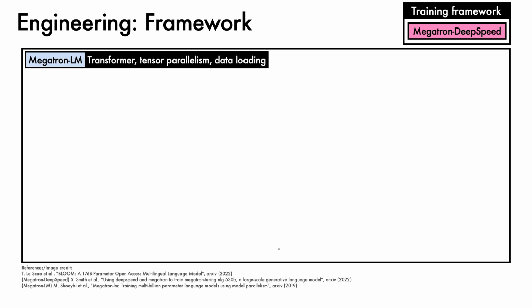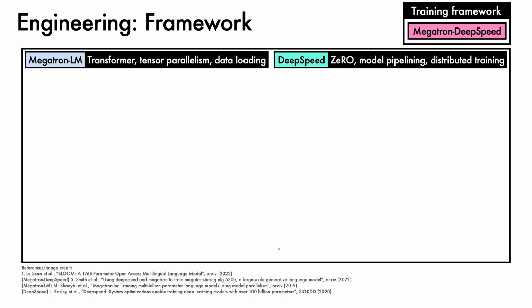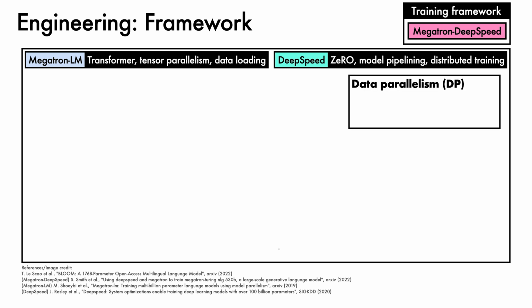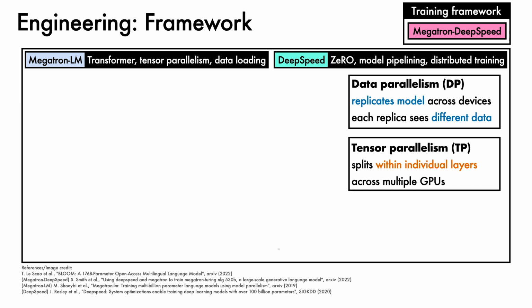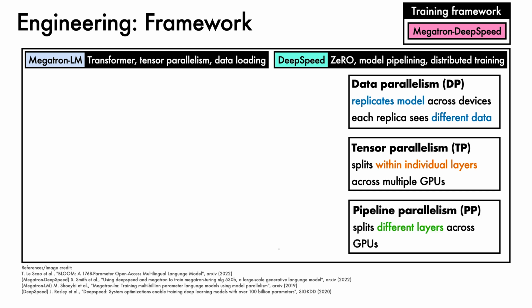The training framework used for BLOOM was Megatron-DeepSpeed, which consists of 2 elements. First, Megatron-LM, which provides a fast transformer implementation, tensor parallelism, and data loading primitives. Second, DeepSpeed, which provides the ZeRO optimizer, model pipelining, and components for distributed training. 3 kinds of parallelism are used. First, we have data parallelism, which replicates the model across devices in such a way that each replica sees different slices of the data. The replicas get synchronized after each training step. Second, we have tensor parallelism, which splits within individual layers across multiple devices. Third, we have pipeline parallelism, which splits different layers across devices. Taken together, these combine to provide 3D parallelism.